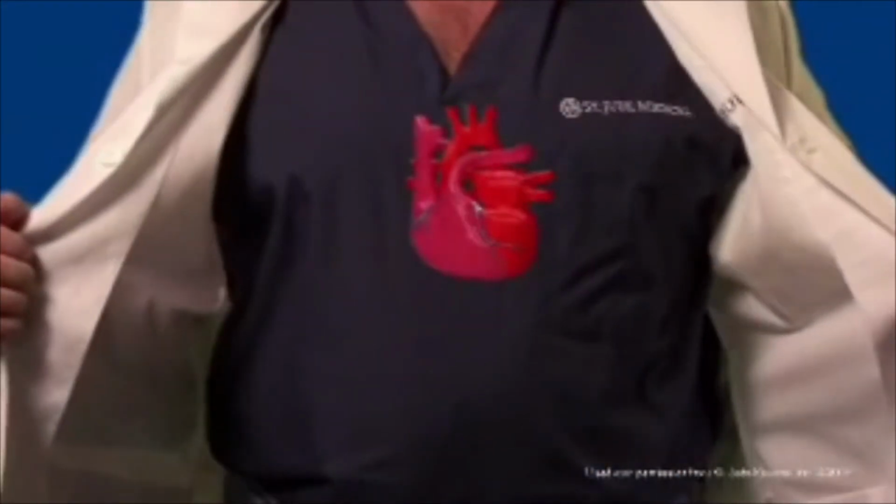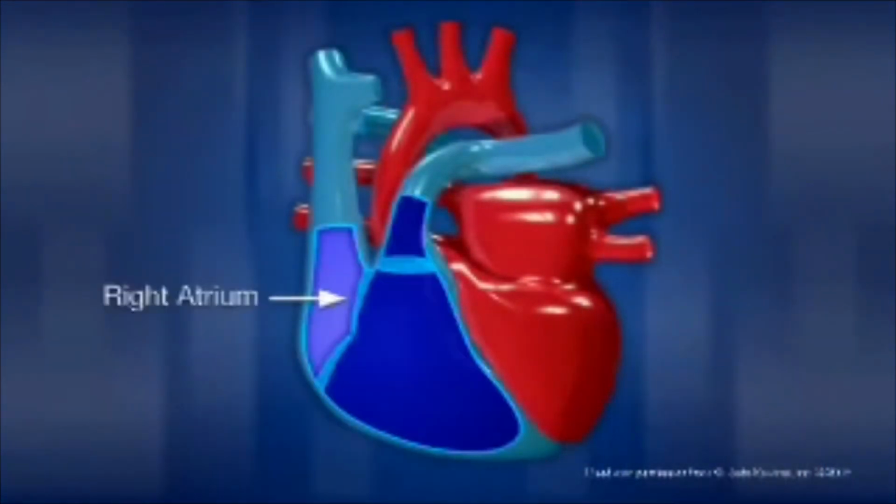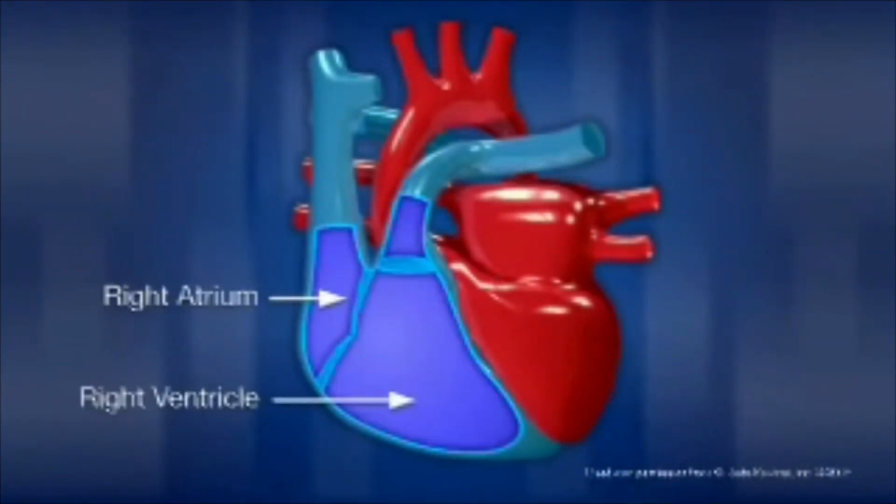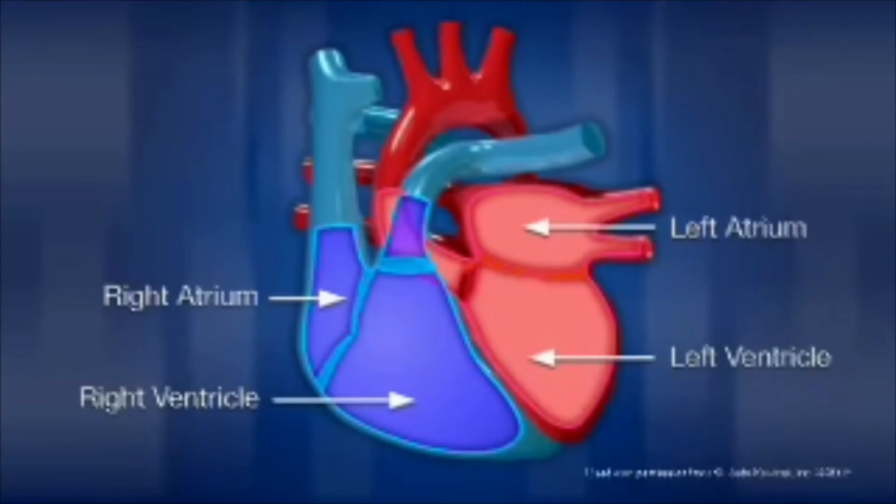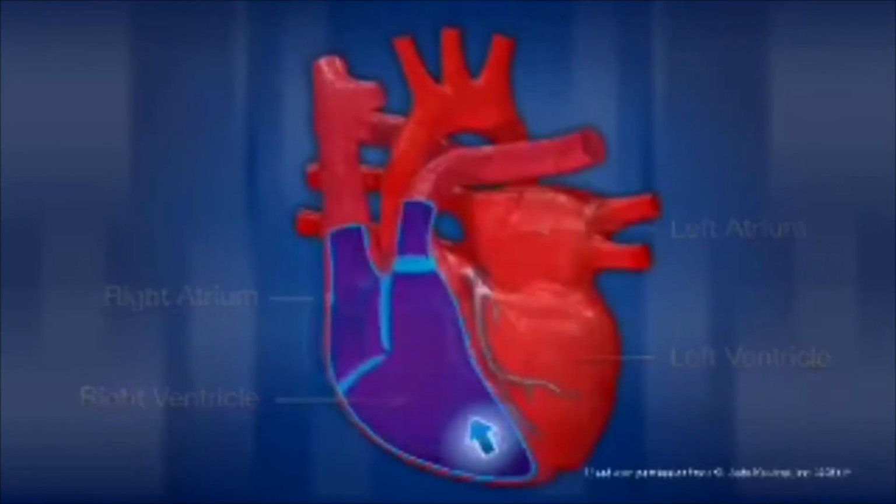About the size of your fist, the human heart is the most important muscle in the body. It can beat more than 100,000 times a day, pumping about 2,000 gallons of blood through a 60,000-mile network of vessels in the body. The human heart is made up of 4 major chambers: the right atrium, right ventricle, left atrium, and left ventricle. The right side of the heart receives blood that is low in oxygen from veins all over the body.